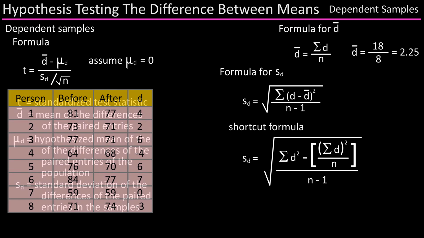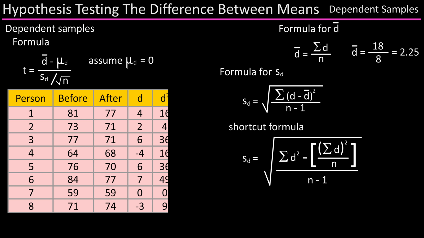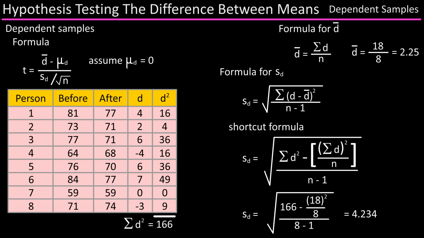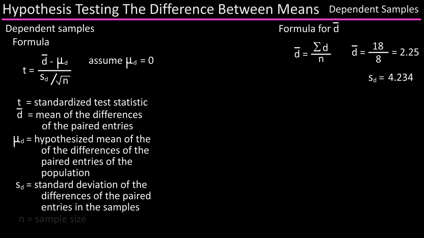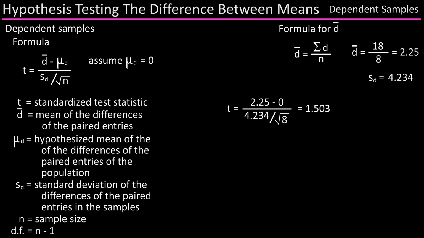Going back to our example table, we could add a 5th column, labeled d squared, and square each of the values for d. We can then sum up this column, which is 166. Plugging into the S sub d formula, we get 4.234. And back to our main formula, n is the last variable, and it is the sample size. The degrees of freedom are equal to n minus 1. So, using the data from our example table, we can calculate a t, or standardized test statistic value. Plugging in and calculating, we get 1.503.